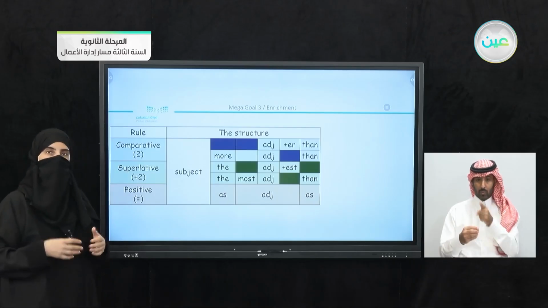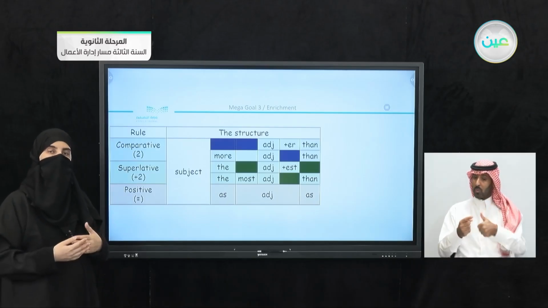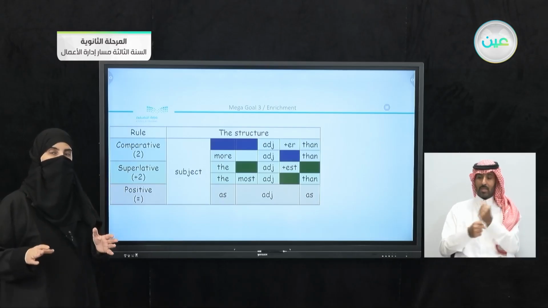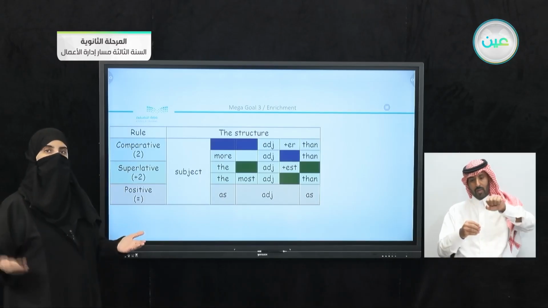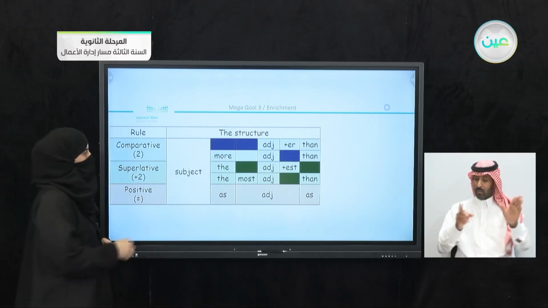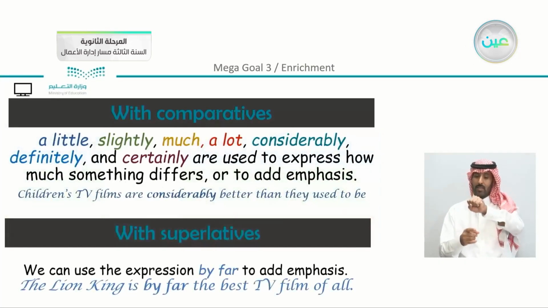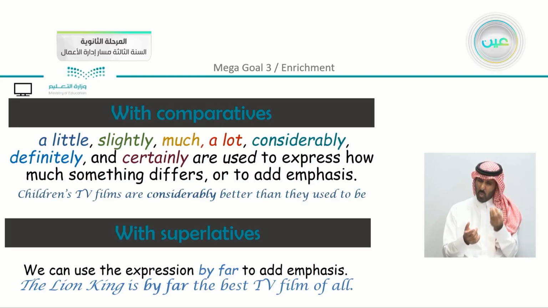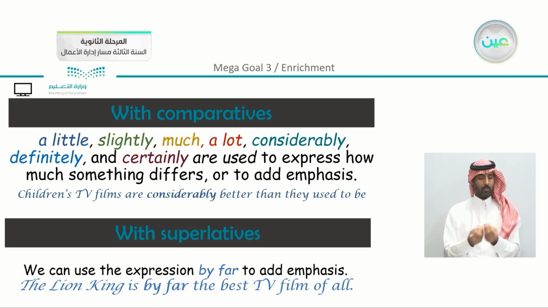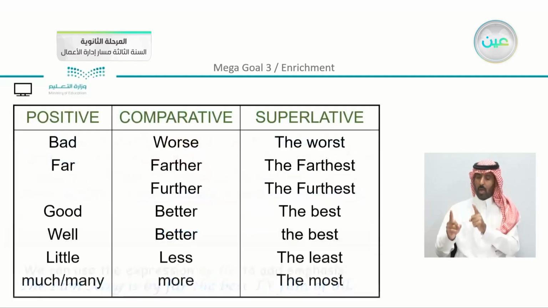And if you are using the positive degree here, you use the base form of the adjective, but you add as before and after the adjective. Now we had also mentioned something about using these words to add emphasis to the sentence. We have different words like a little, slightly, much, a lot, considerably, definitely, and certainly. And with superlatives, we have the expression by far to emphasize as well.